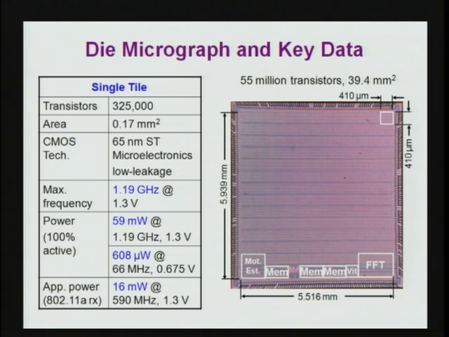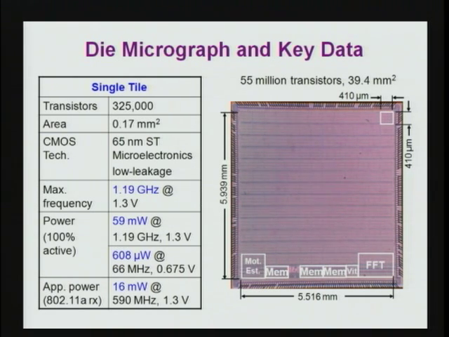One single tile of the homogeneous programmable processor consumes about 325,000 transistors on a 0.17-millimeter-squared area. Running at nearly 1.2 gigahertz at a 1.3-volt supply, it dissipates about 59 milliwatts while running 100% active. If we scale voltage to about 675 millivolts, we consume approximately 600 microwatts while running up to a max frequency of 66 megahertz. A typical application might see it dissipate about 60 milliwatts per processor. In this case, we have shown an 802.11a receiver application running at 590 megahertz at a 1.3-volt supply.